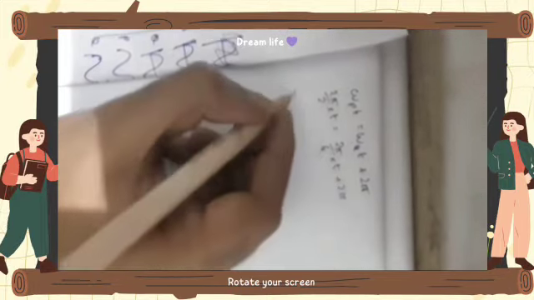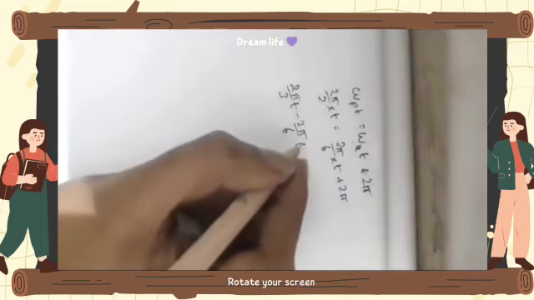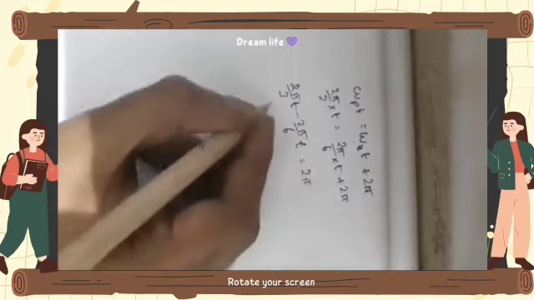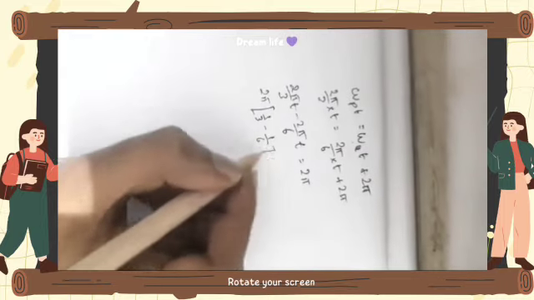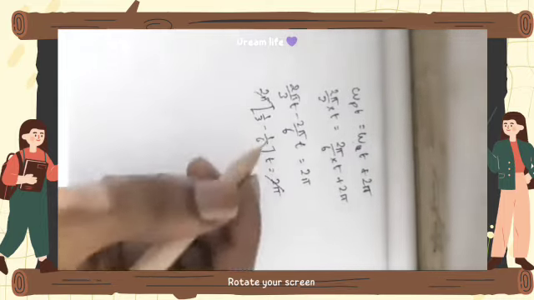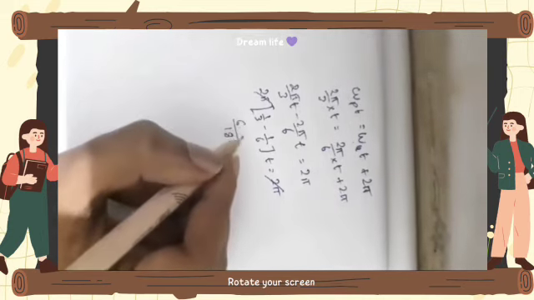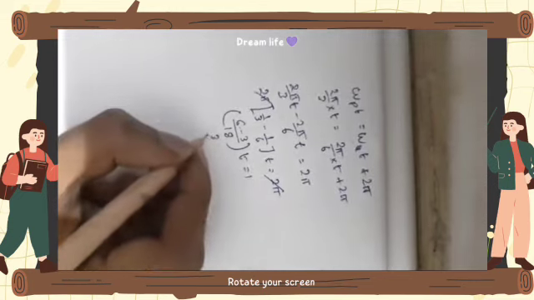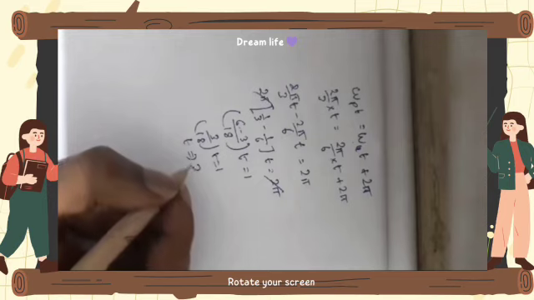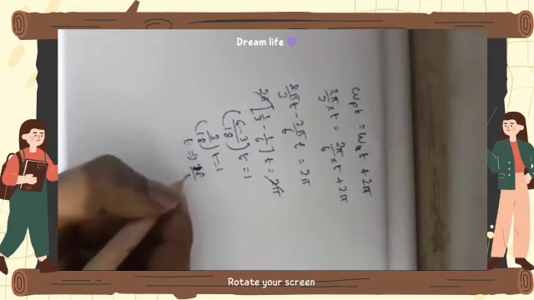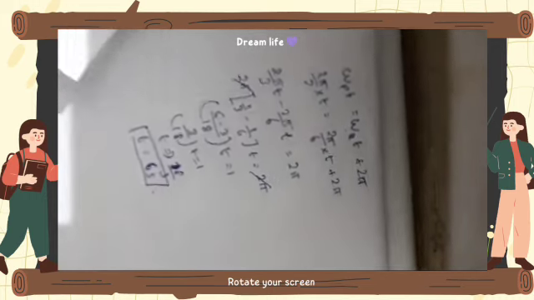Now if I bring this term here, 2 pi by 3 t minus 2 pi by 6 t is equal to 2 pi. Now if I take 2 pi common, 1 by 3 minus 1 by 6 into t is equal to 2 pi. So this 2 pi would get cancelled. Now if I take LCM, 6 minus 3 by 18 into t is equal to 1. So 3 by 18 t is equal to 1. This gives t is equal to 18 by 3, which is t is equal to 6 seconds. So at time t equal to 6 seconds, both the particles will meet.